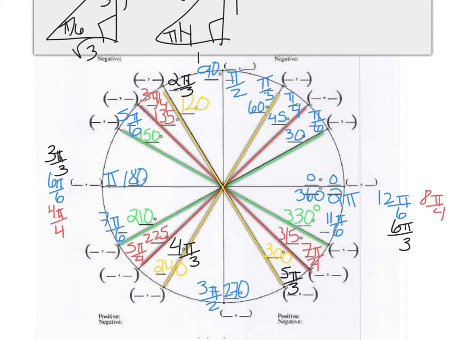For the quadrantal angles, those are the 0, 90, 180, 270, or the pi over 2, pi, 3 pi over 2, they're always a radius of 1 because it's a unit circle. So we're going to go over 1 and up 0. Over 0 and up 1. Over here at pi would be negative 1, 0. Down here at 270 or 3 pi over 2 would be 0, negative 1.